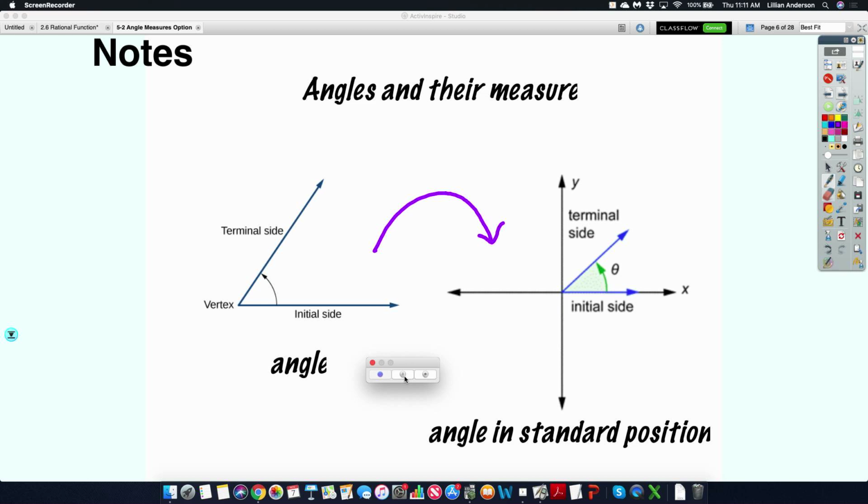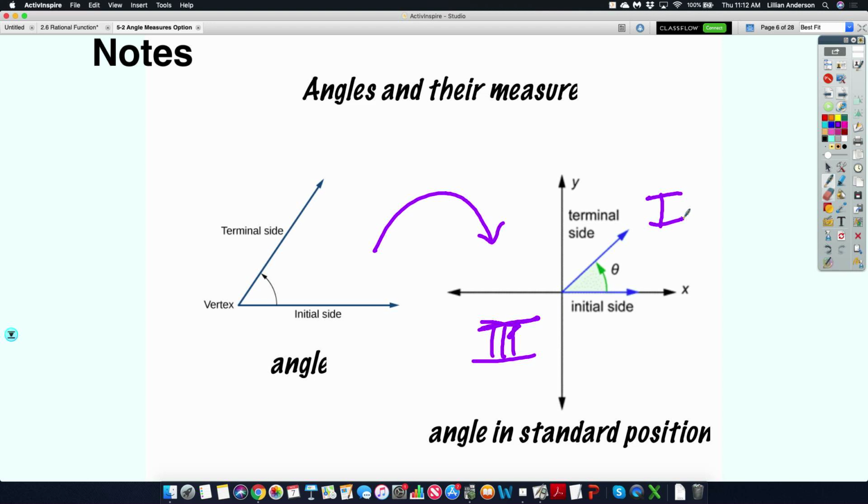Let's review quadrants real quick, okay? What quadrant is this? This one is 3. What's this one? 1. Which one is 2? The one on the left or the one on the bottom? Very good. Just to make sure. Okay?